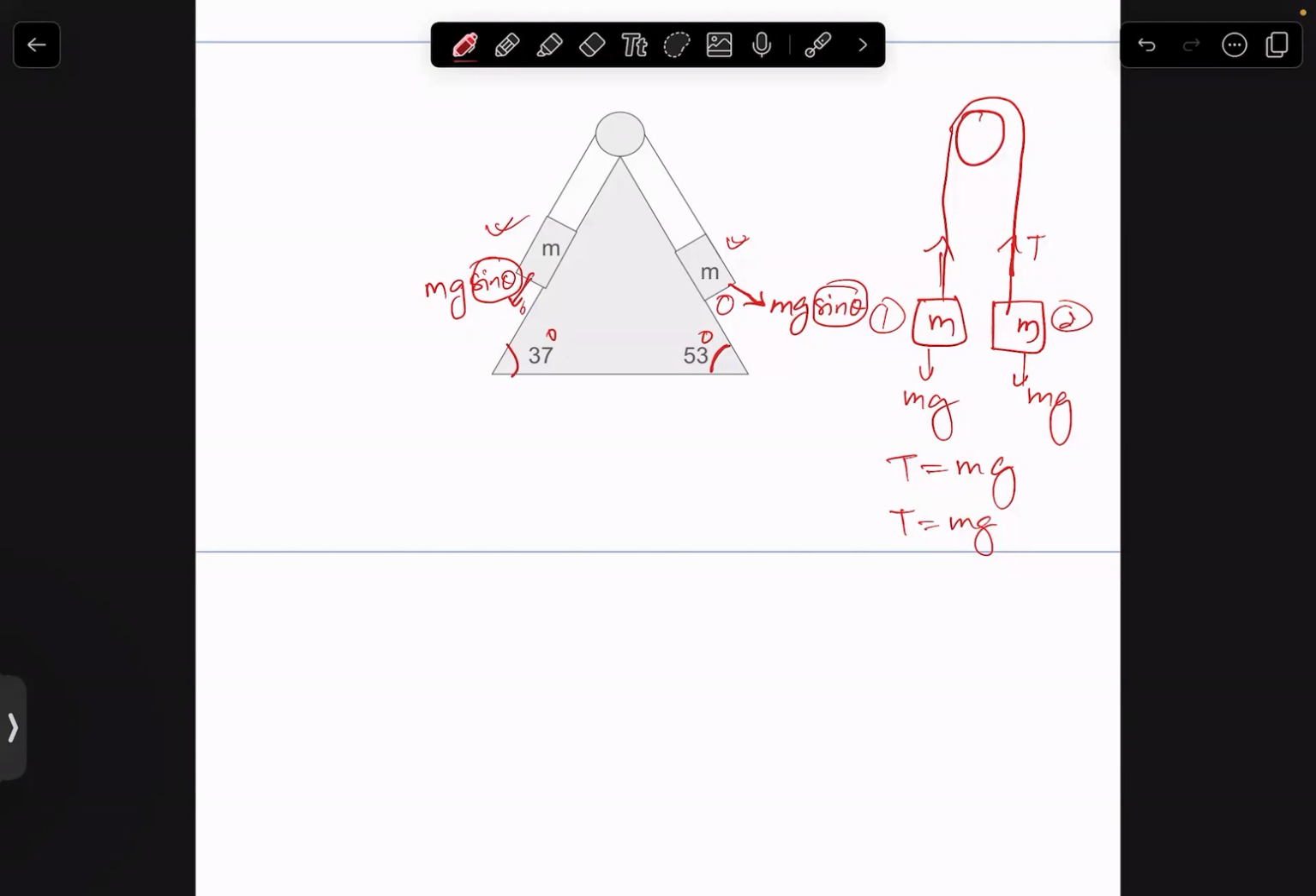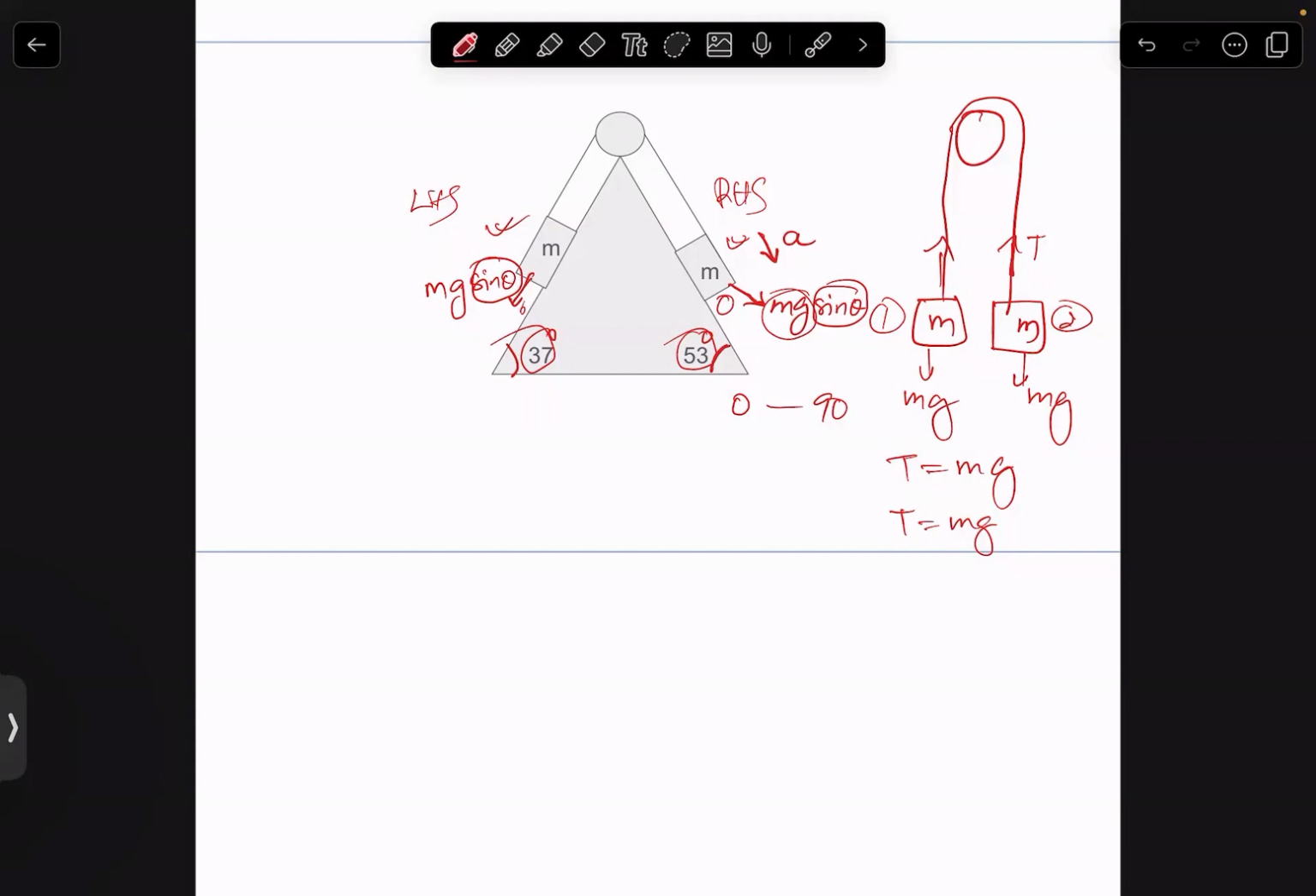You know that sine of an angle increases when you go from 0 to 90 degrees. Sine 53 will be larger than sine 37. So the effect of this mg on this right side of the plane is going to be larger than on the left side. So what is going to happen? This mass is going to go downwards with an acceleration of a. These are the intuitions that you will get once you see the problem.